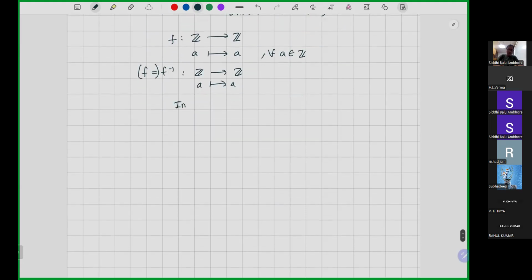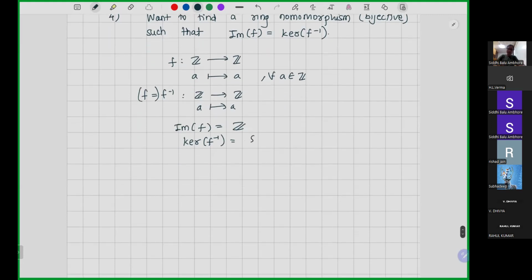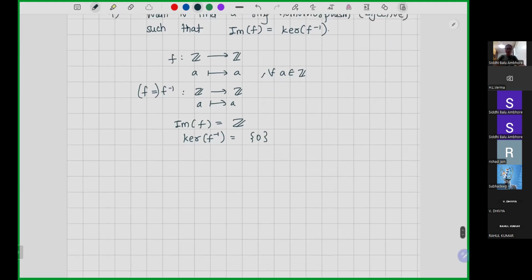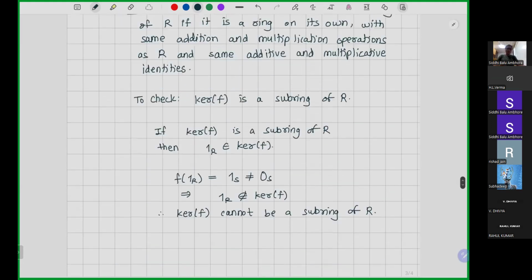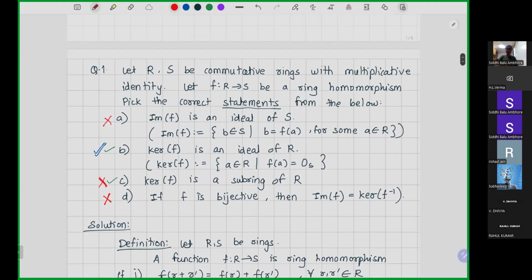And we can see that the image of this F is actually the entire Z, but the kernel of F inverse, which is the kernel of F again because F inverse is F, is just my zero set or zero ideal, whatever you want to call it. And clearly Z is not equal to the singleton 0. Therefore, this statement 4 is again false. So the only statement correct here is the B part, that kernel F is an ideal of R.